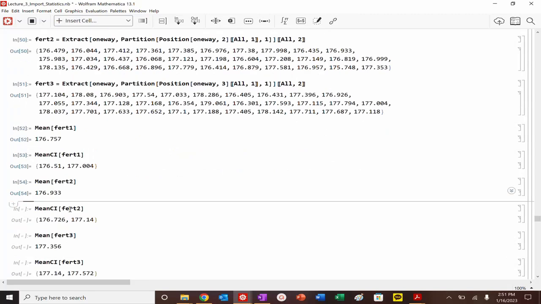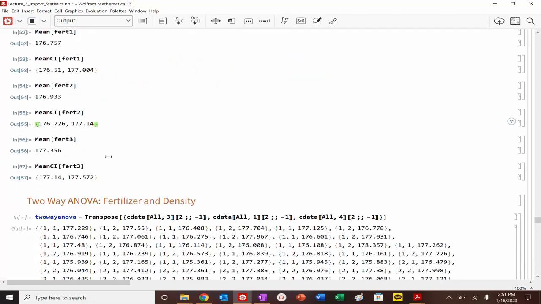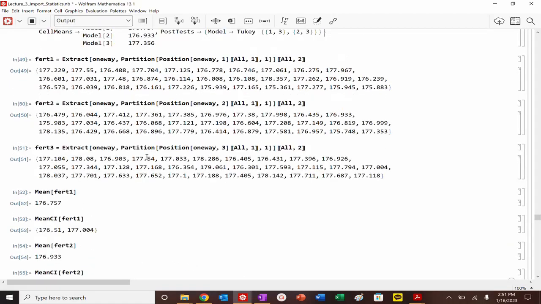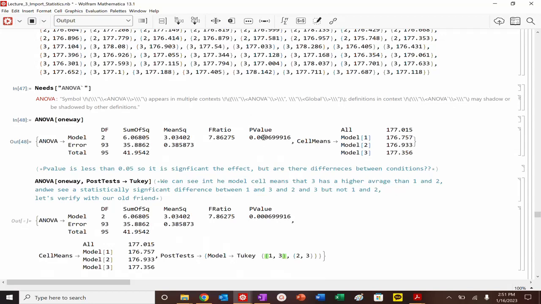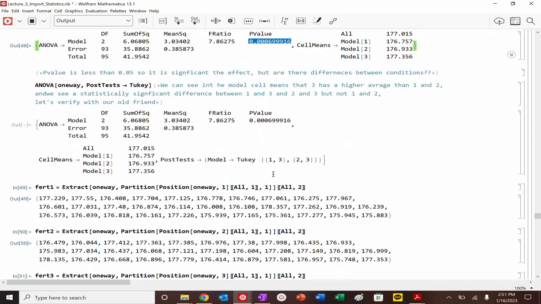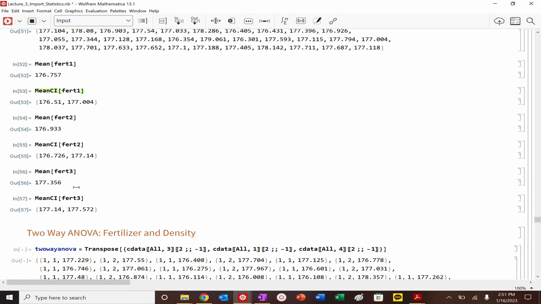And actually, we can calculate our confidence interval. See the confidence interval here and here, and here and here, there's significant overlap. But for fertilizer 3, you see that these are not overlapping, very, very close to this one. But anyways, they're not overlapping with 1 and 2. So we can tell that fertilizer 3 gives us the highest yield, and that fertilizer has a significant effect on the crop yield, and that 1 and 3 are statistically different, 2 and 3 are statistically different, and we've done that by extracting the data and looking at the mean CIs ourselves.